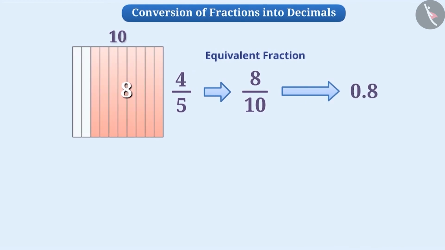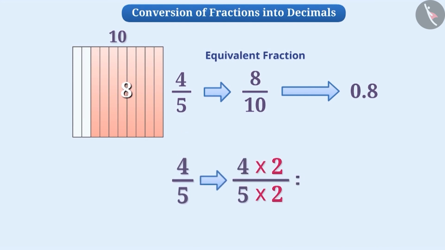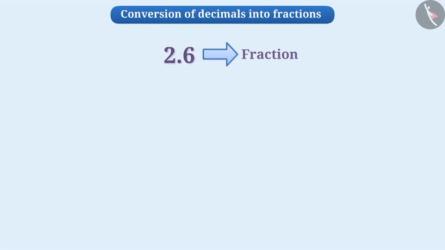Generally, to find the equivalent fraction of any fraction, we will multiply the numerator and the denominator of the fraction by the same number. In the same way, we can represent a decimal number in the fraction form. Let's assume we need to represent 2.6 in fraction form.